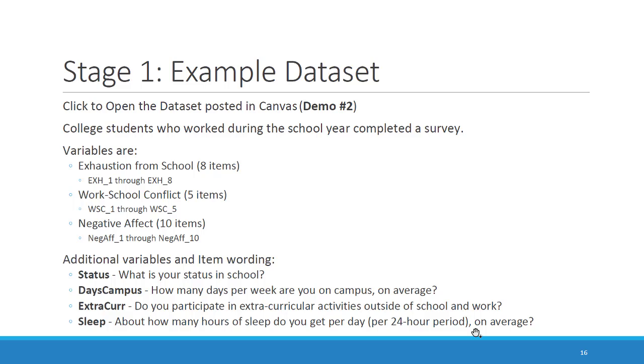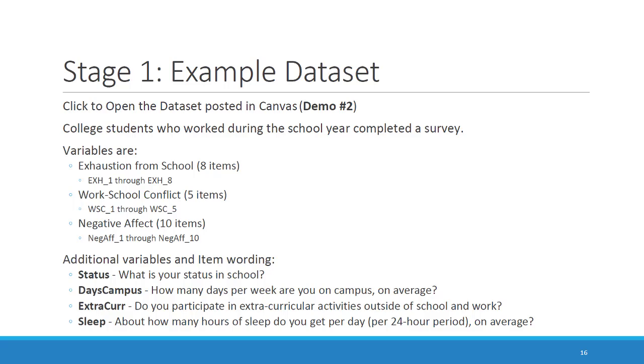There are additional variables, and here is the question wording for those variables. Status, so what is your status in school? Days on campus, how many days per week is the participant on campus on average? Extracurricular activities, does the participant participate in extracurricular activities outside of school and work? And sleep, so how many hours of sleep does the participant get per day on average?